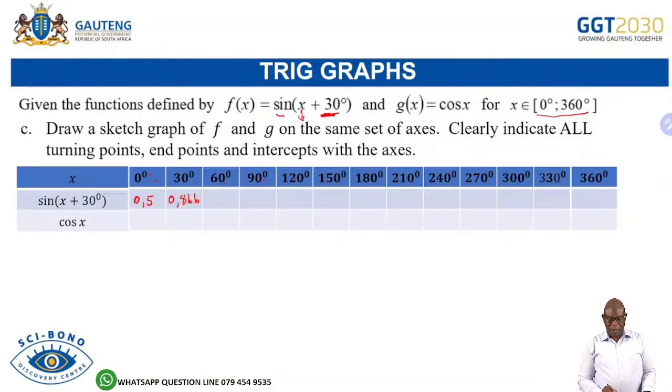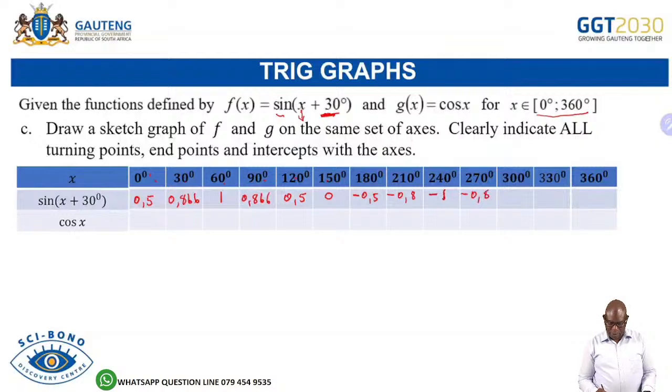Then we'll do the same with the 60. 60 plus 30 is 90, and sine of 90 is 1. Then it will repeat the process, I think with 0,866, and that will be 0,5, and then from there it will be a 0, and then from there a negative 0,5, and negative 0,8, and negative 1, and negative 0,8. Can you see it's repeating again?